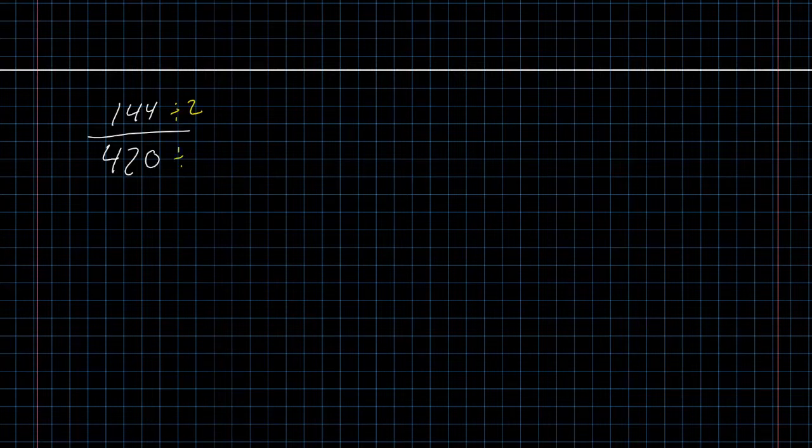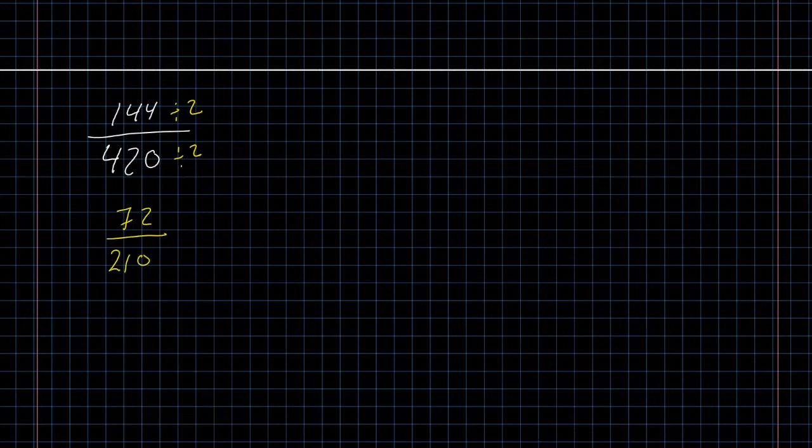You can find larger numbers that you can divide off if you happen to see it, but if you don't, we can take it one step at a time. 144 divided by 2, you can go off to the side and write out the division box if you need to, but that's 72. 420 divided by 2 is 210.